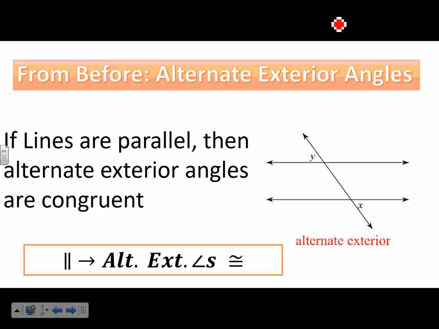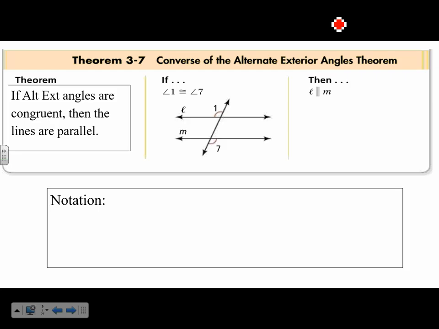And alternate exterior, same way. If the lines are parallel, then alternate exterior angles are congruent. So again, we have that symbolic notation. Then the converse: if the alternate exterior angles are congruent, then the lines are parallel. So if angles 1 and 7 are congruent, those are alternate exterior angles, that means the lines have to be parallel.